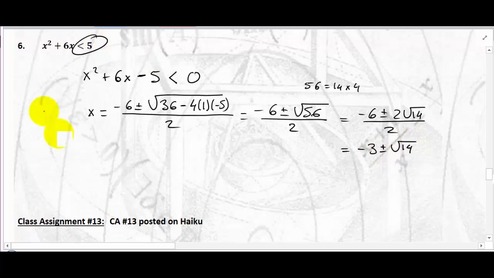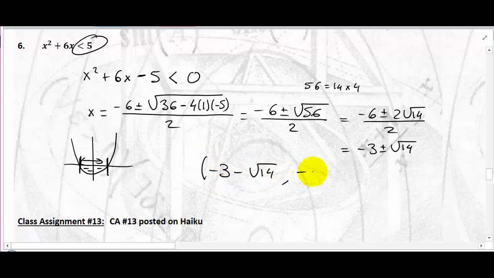What did I want to solve? Negative. The parabola is concave up. It's going to be strictly negative between the roots, right here where y is negative. So the solution set is negative 3 minus root 14 to negative 3 plus root 14. Okay? So, I hope this is clear.